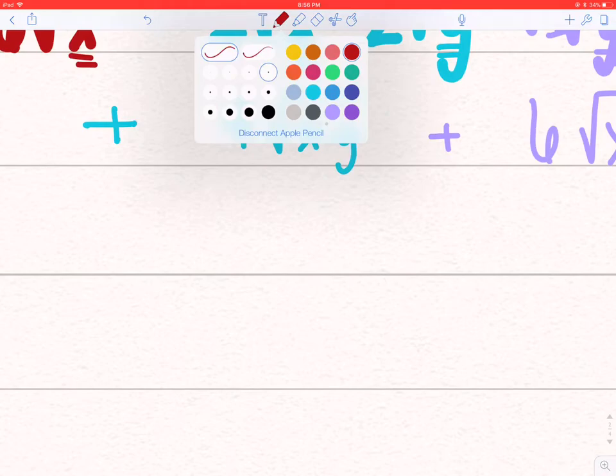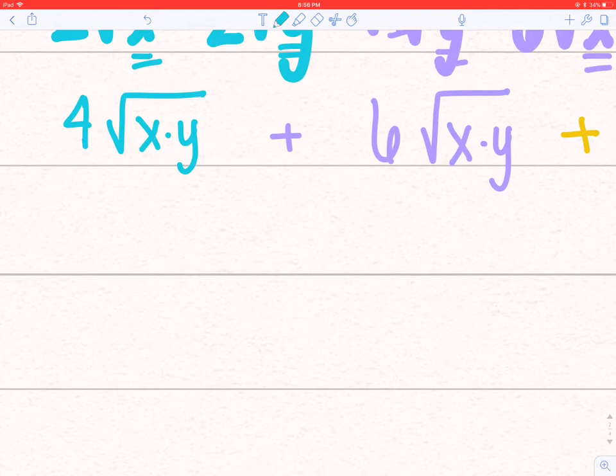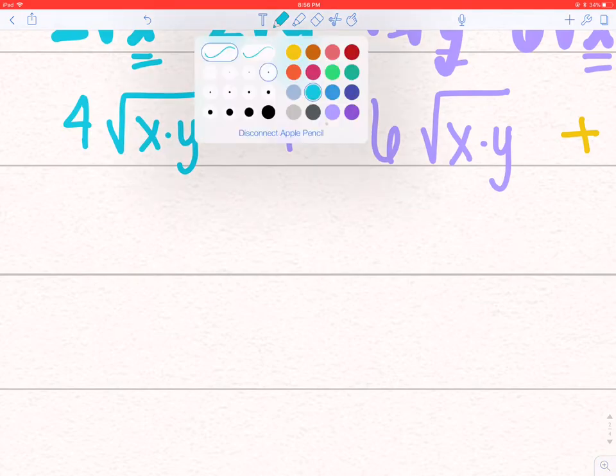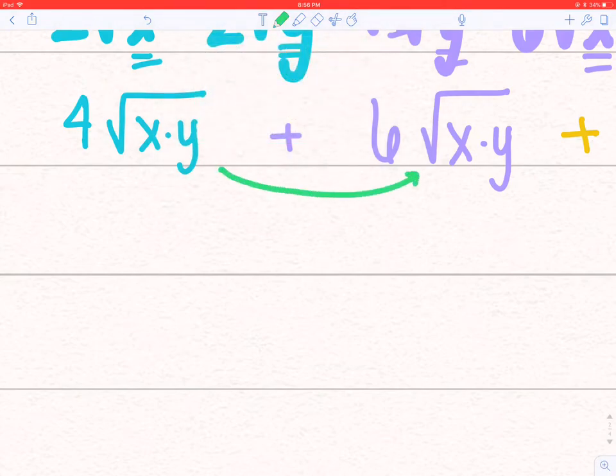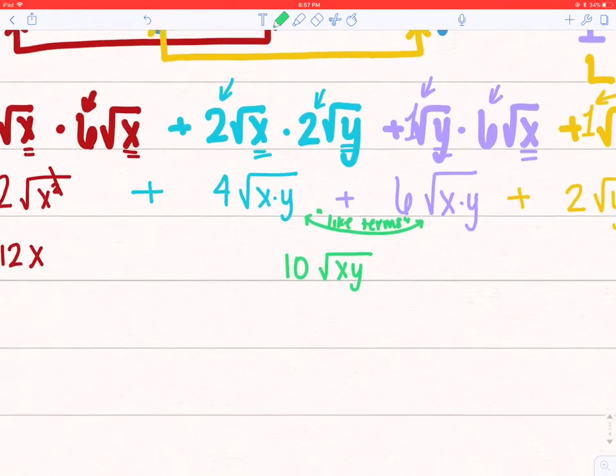For the middle one, I have 4 square root of xy plus 6 square root of xy. Because those are like terms, I can add 4 and 6, which will give me 10 square root xy. Now the square root of xy can't simplify or anything because it's just an x and just a y, so I'm going to leave it written together and I'll just have a 10 out front.